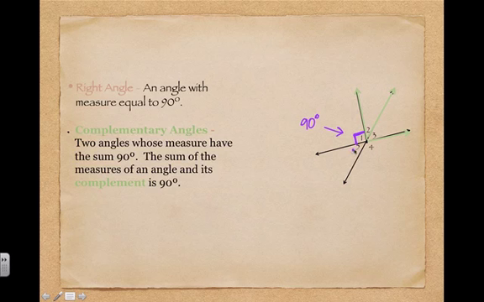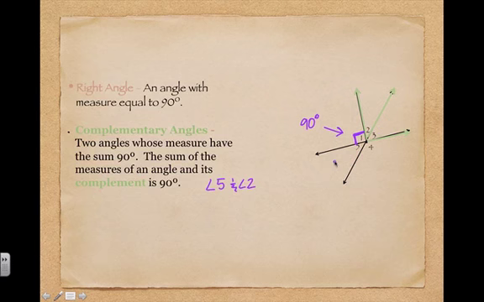Now, one thing that we don't necessarily know right now, but we'll learn later why this is the case, we could have also said angle 5 and angle 2 are complementary. And that's because we're going to learn that angles 3 and angle 5 have the same measure. So complementary angles don't necessarily have to be adjacent angles. They just have to be two angles that add up to 90 degrees.